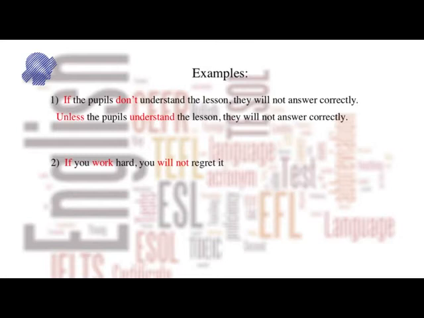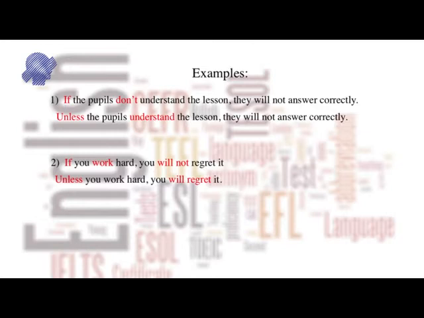As you can see this time, in the if clause the verb is in the affirmative form, but in the result clause, or the main clause, the verb is in the negative. So it's also easy to transform. So the sentence will be: unless you work hard, you will regret it. This time we'll suppress the negative form in the main clause.